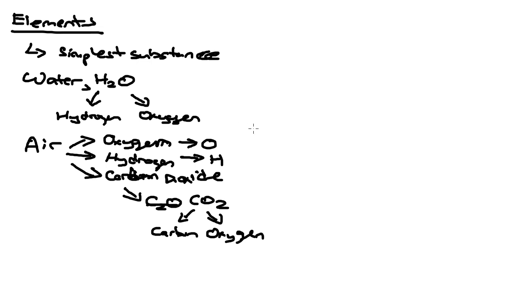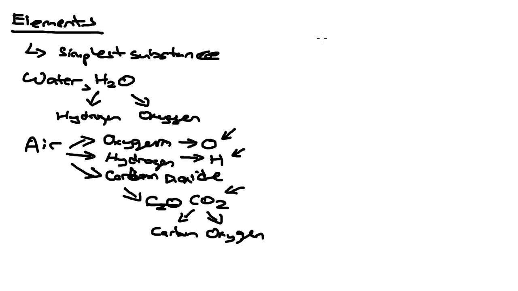So there are 2 things you have to note about elements. One, elements have symbols for themselves. In this case, like I mentioned, oxygen is O, hydrogen is H, and carbon is C. So these are the 3 examples we used just now.